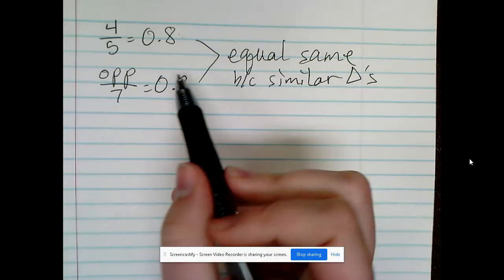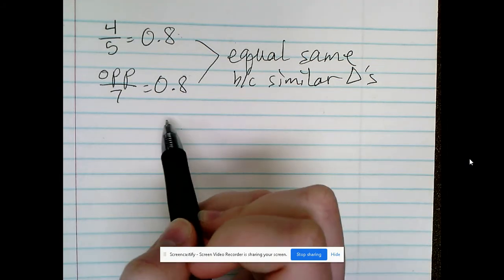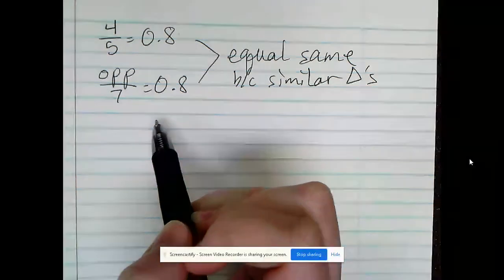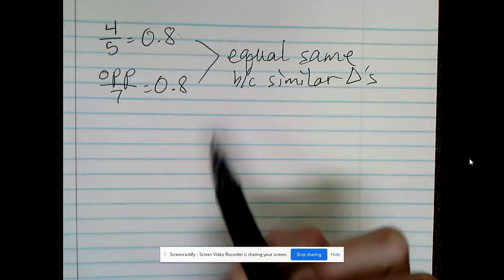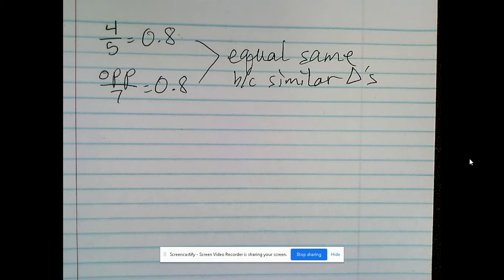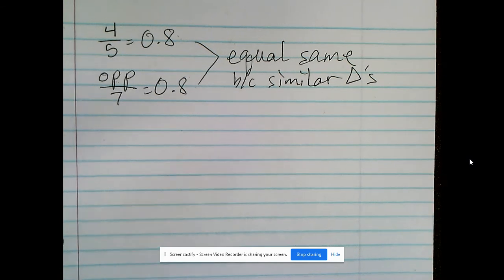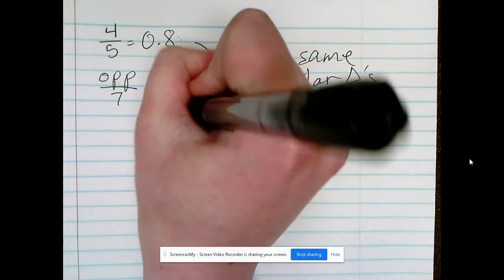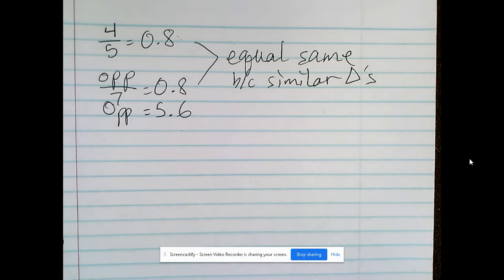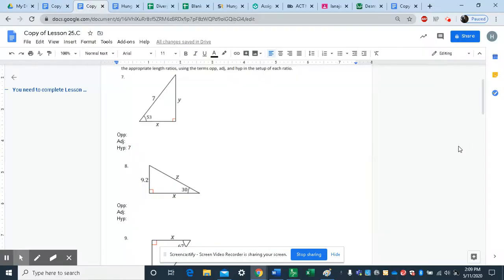So now we're going to solve for this. What that means is we're going to get the opposite by itself. In order to do that, we're going to multiply 7 and 0.8. So we do 7 times 0.8, and we get 5.6. So our opposite side length is 5.6. We're going to come back over here, and our opposite is going to be 5.6, and we're just going to fill it in like that.